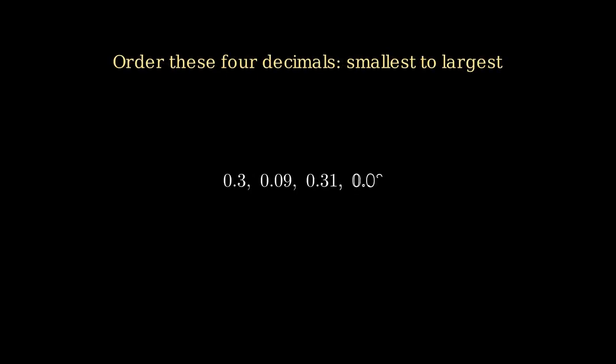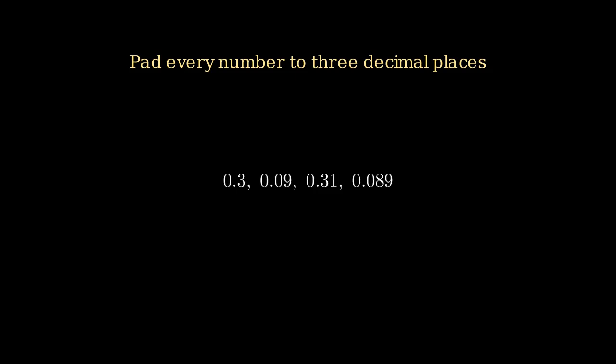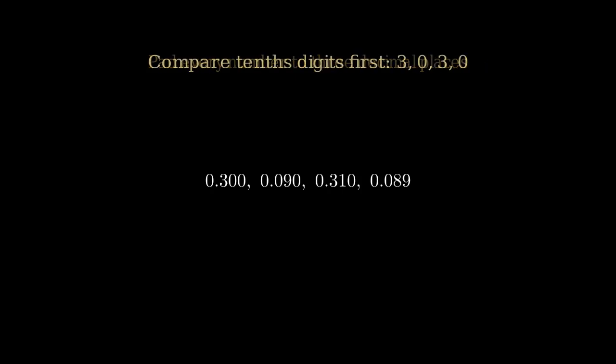We want to order these four numbers from smallest to largest: 0.3, 0.09, 0.31, and 0.089. The trick is to pad every number so they all have the same number of decimal places before we compare anything. So 0.3 becomes 0.300, 0.09 becomes 0.090, 0.31 becomes 0.310, and 0.089 stays as 0.089. With everything padded to 3 decimal places, we can now compare digit by digit, starting from the tenths place.